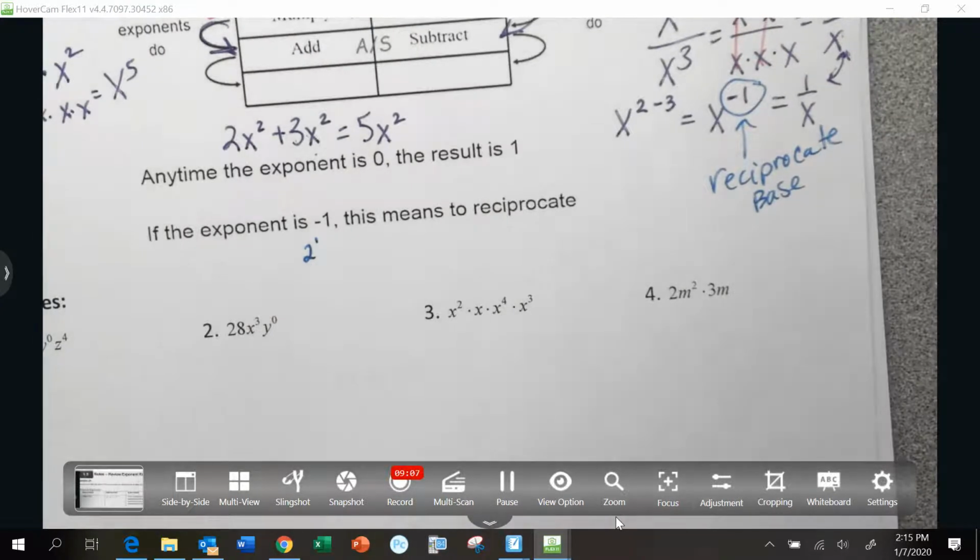Before you leave, dear, there is a worksheet up there. Will you grab it? Yep.